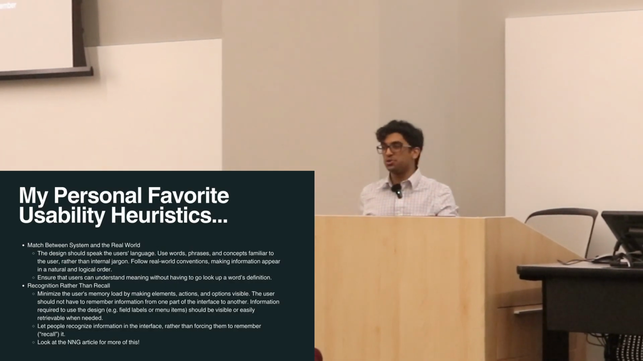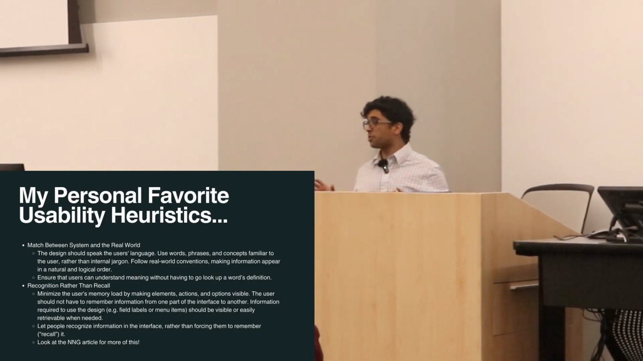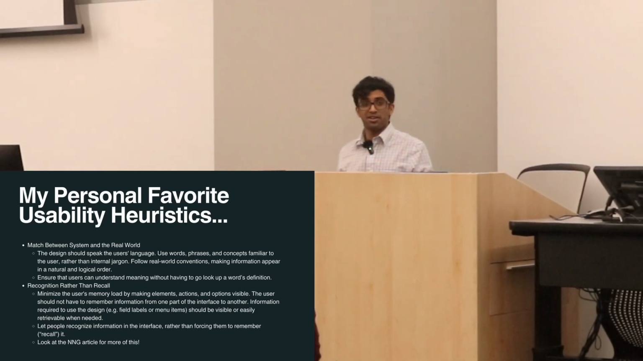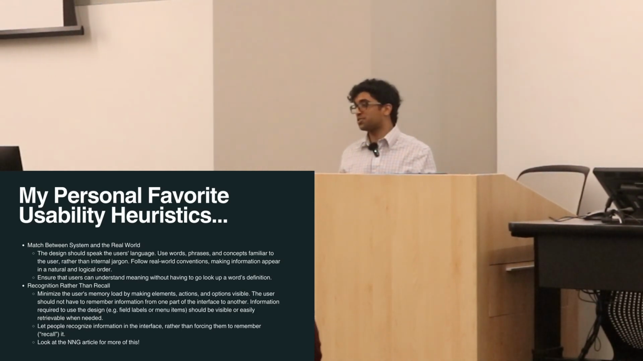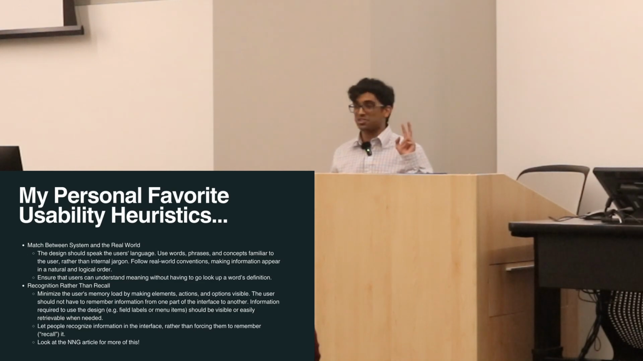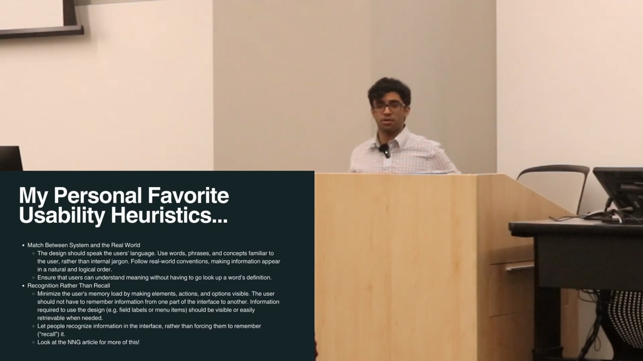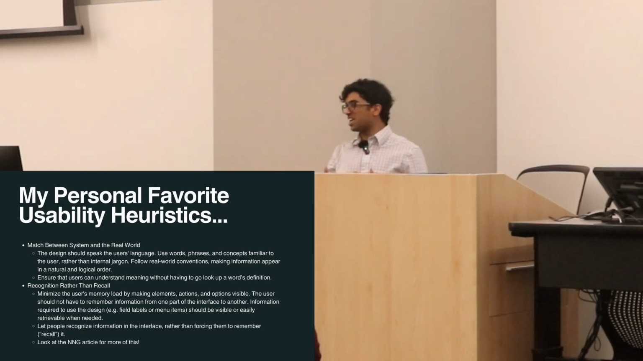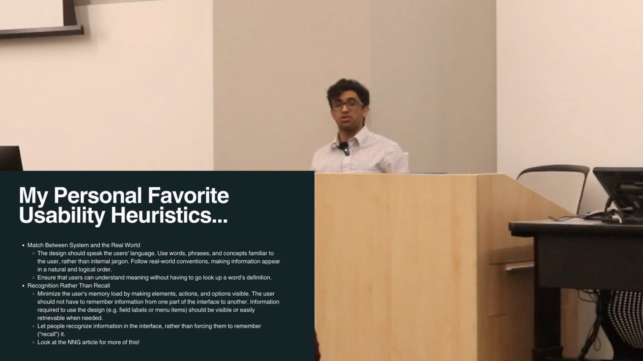So I picked two here because there are 10 usability heuristics, which were coined by usability guru Jakob Nielsen, who is one of the founders of Nielsen Norman Group, if you guys have heard of them. So I picked two personal favorites out of the 10, and those are match between system and the real world and recognition rather than recall. Both of these relate to making your design a little more relatable.